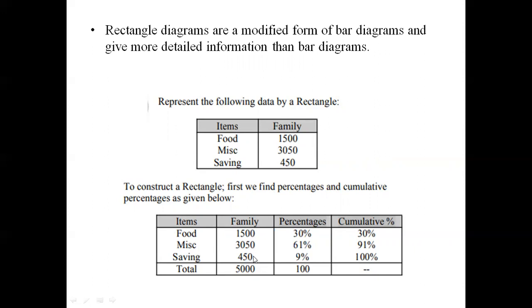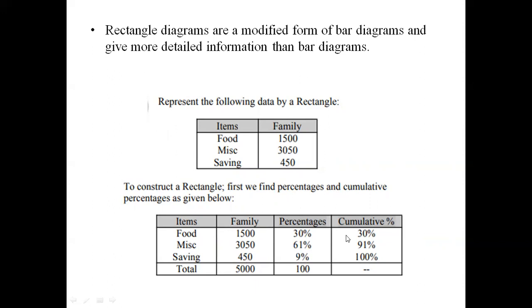Miscellaneous 3050 divided by 5000 into 100, that is equal to 61%. 61% is made on the various miscellaneous expenditures. And savings: out of the 5000, the person can save 9%. So it can be shown as 450 divided by 5000 into 100, that comes to 9%. This is the percentage of these items.